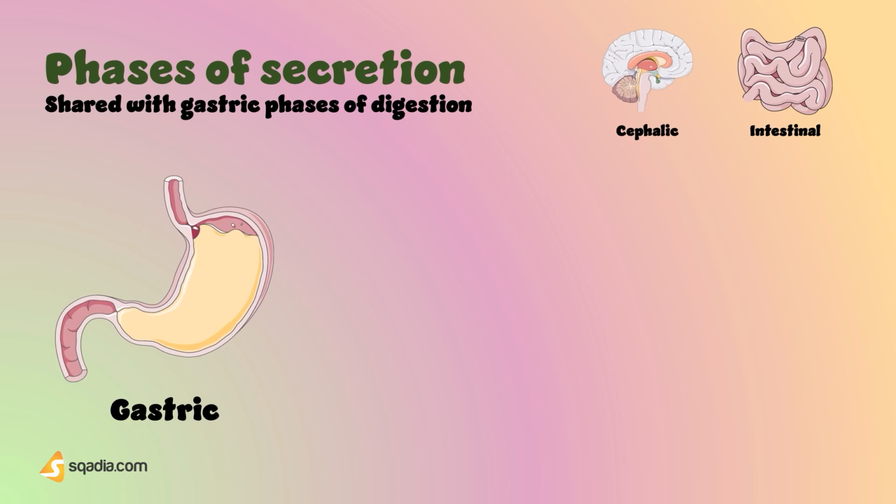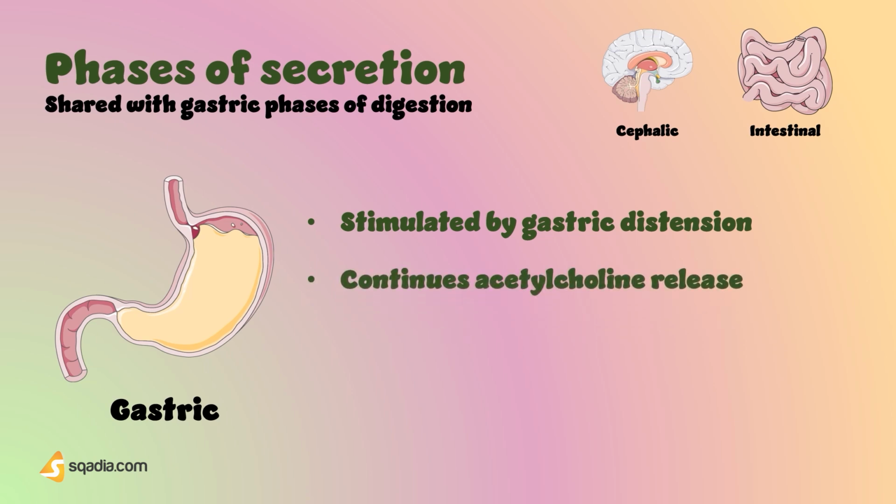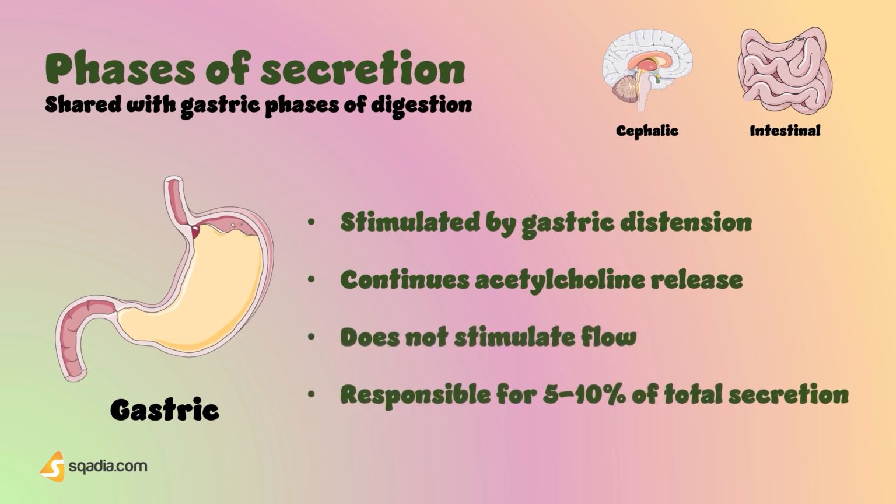Next is the gastric phase, which occurs by gastric distension, occurring during the gastric digestion of a meal. This continues the stimuli of the parasympathetic system and the acetylcholine release. This phase accounts to produce about 5 to 10% of the total pancreatic enzymes, but as with the previous phase, it does not stimulate the flow into the intestine.